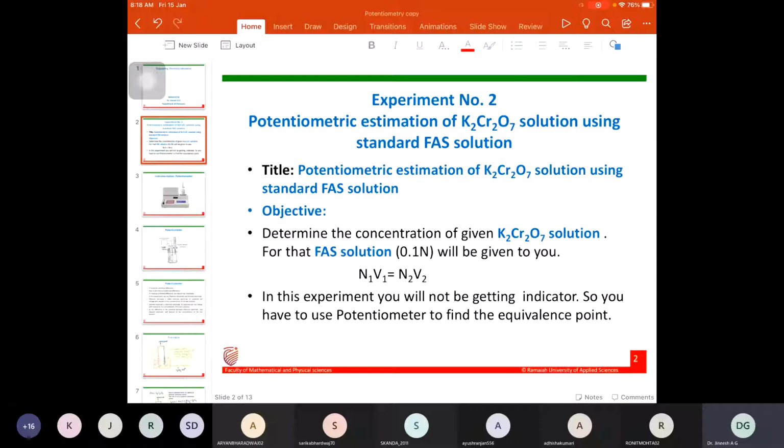So to perform this experiment, I will be giving you ferrous ammonium sulfate solution with a known concentration, and that known concentration is 0.1 molar. So you can note it down. The ferrous ammonium... the question has a little bit of difference. Okay, I made a mistake here.